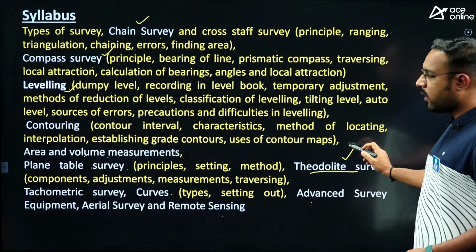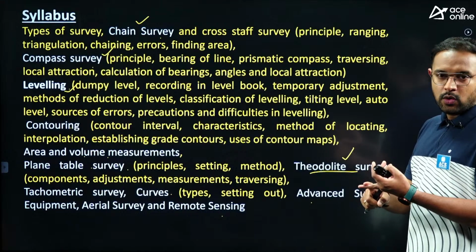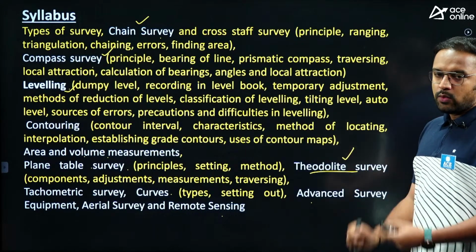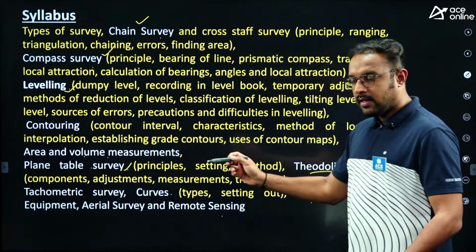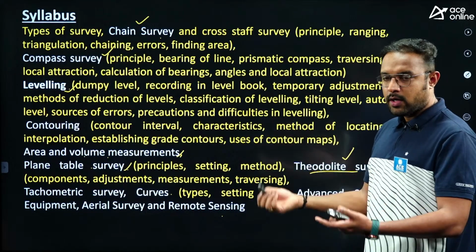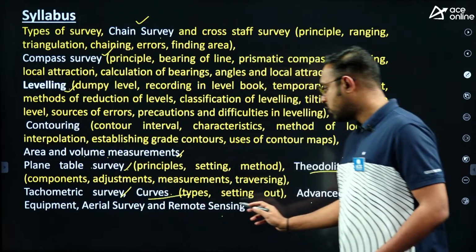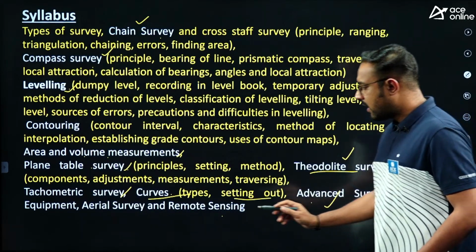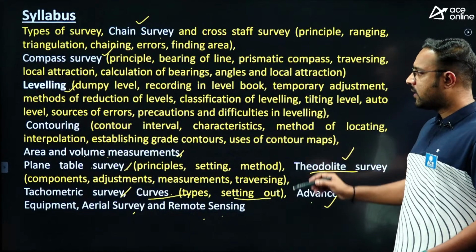With these 4 surveys, our 4 basic measurements are discussed: how to measure horizontal distance, how to measure horizontal angle, how to get vertical distance, and how to get vertical angles. The remaining chapters are plane table surveying, graphical method of surveying, calculation of areas and volumes, which is one of the most important objectives of surveying, followed by tachyometry, a small discussion on curves, only the types and setting out, followed by some advanced surveying equipment, aerial surveying, followed by remote sensing. So this is the syllabus.